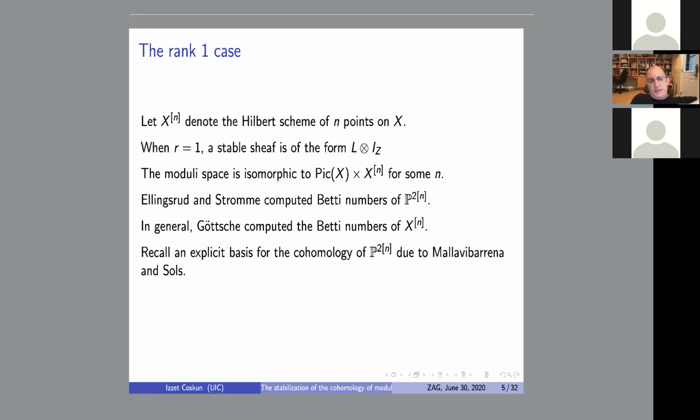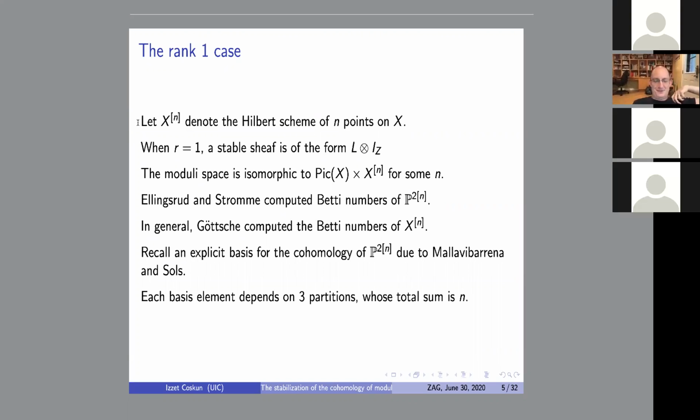in the case of P^2, you can be fairly concrete about this thing. So for instance, a basis for the cohomology was given by Bertram and Sol. Let me briefly tell you what that basis looks like so that you can get a sense of it. Here, the basis for the cohomology depends on 3 partitions. The sum of the parts will add up to n.